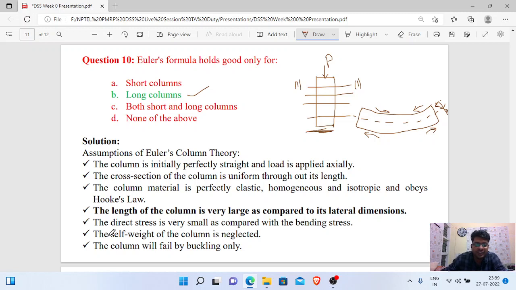So for this case it is saying that the direct stress is very small as compared with the bending stress. The self weight of the column is neglected. We are neglecting the weight of this column. The column will fail by buckling only. As this is a long column, we know that a long column will only fail by buckling, because before reaching the crushing point, it will buckle. So this column will fail by buckling.